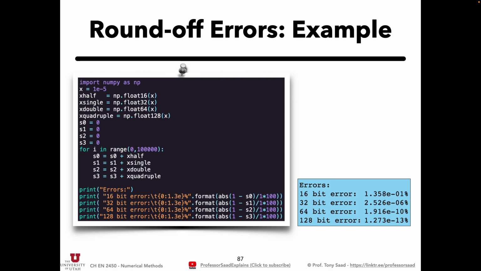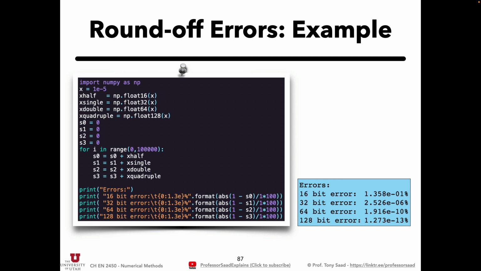I'm doing this for half precision, or 16-bit precision, single precision, which is 32-bit, double precision, which is 64-bit, and quadruple precision, which is 128-bit. And I'm comparing it with the true value. And look at that. With the 16-bit representation, you get an error of 0.13%. And then when you go to 32 bits, the error drops to around 10 to the minus 6.